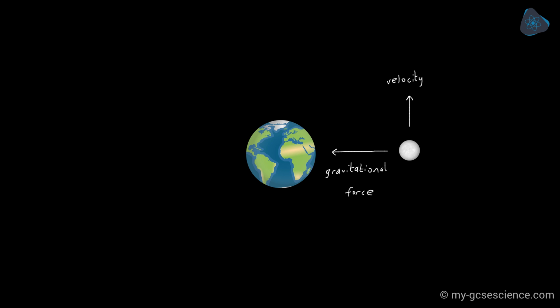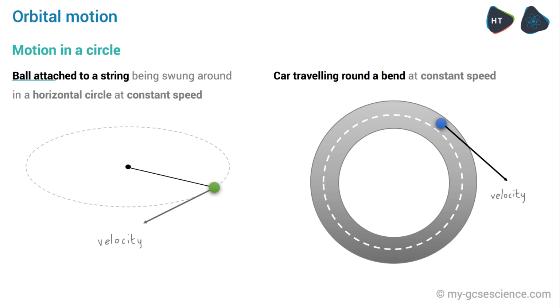The circular motion of the Moon around the Earth, or of any lower mass astronomical object around a higher mass one, can be compared to a ball being swung around in a horizontal circle by a string, or a car travelling round a bend. For the ball, the tension in the string is what provides the centripetal force that allows it to move round in a circle. For the car, it's the friction between the tyres and the road.